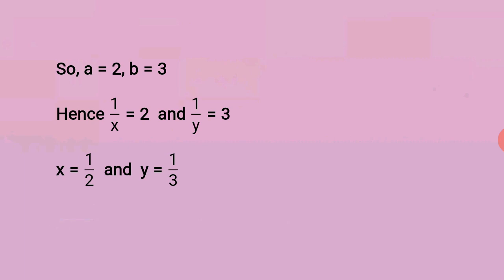But our given equations are in x and y. So one resubstitution is needed. This is very important. So 1 by x is equal to 2, that is the value of a, and 1 upon y is equal to 3 because b is obtained as 3. Further, when you solve, you get the value of x to be 1 by 2 and y to be 1 by 3. This is how you have got the values for x and y.